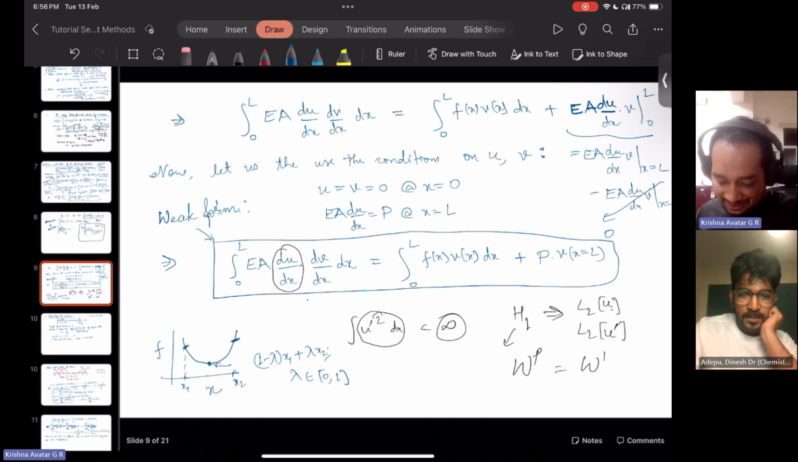In this case, lambda equal to 0 will give us x1. In this expression, x is equal to 1 minus lambda into x1 plus lambda into x2. If lambda is equal to 0, then x is equal to 1 minus 0, which is x1, and lambda into x2 is just 0. And if lambda is equal to 1, then we get x is equal to x2.